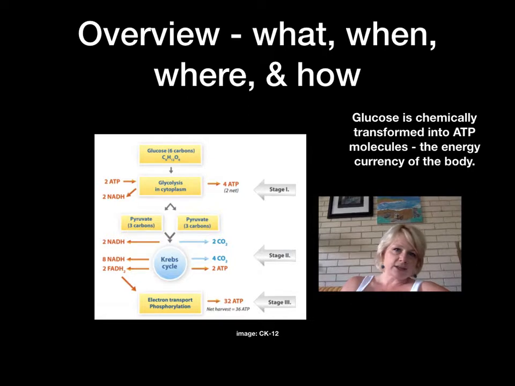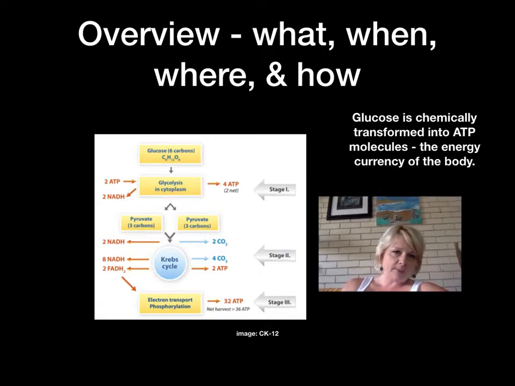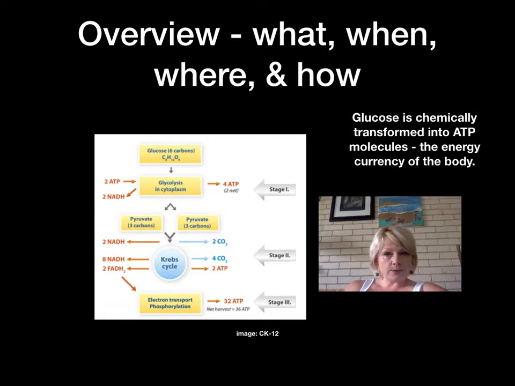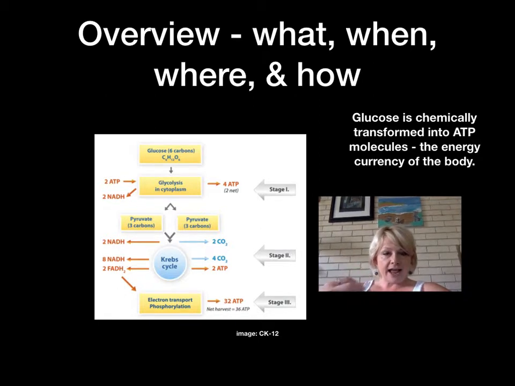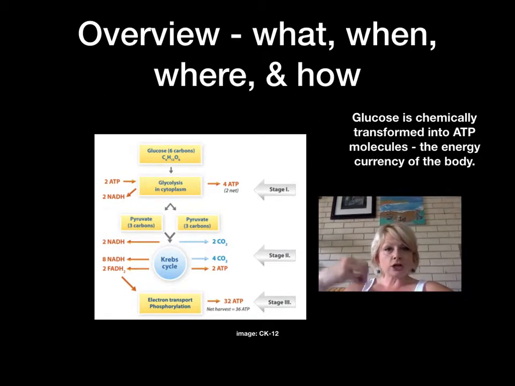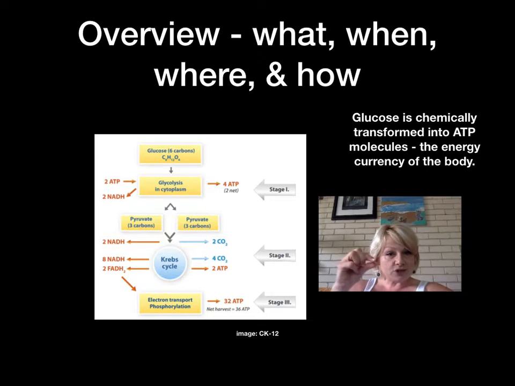What is cellular respiration? When does it happen? Where does it happen? And how does it happen? Essentially, glucose is chemically transformed into ATP molecules, which is the energy currency of the body. So when you eat a cupcake, it goes through your digestive tract, it enters your blood. As it moves into the cells, glucose is transformed into ATP molecules, and the ATP molecules is what the individual cells use to make functioning happen.